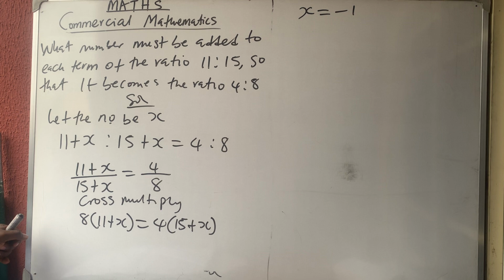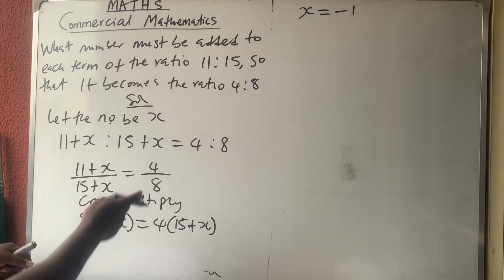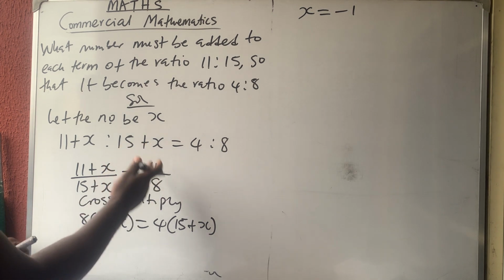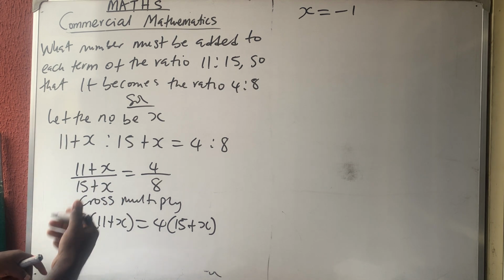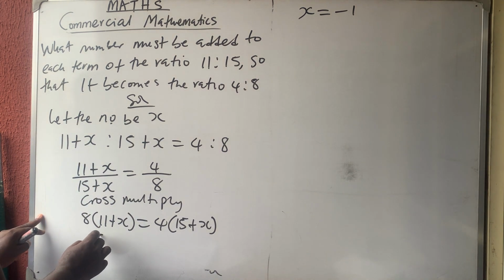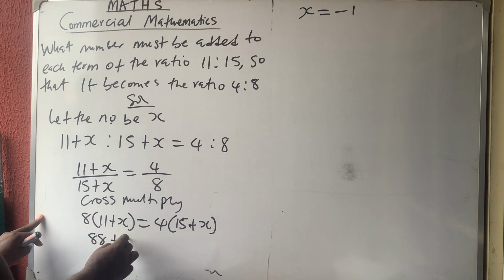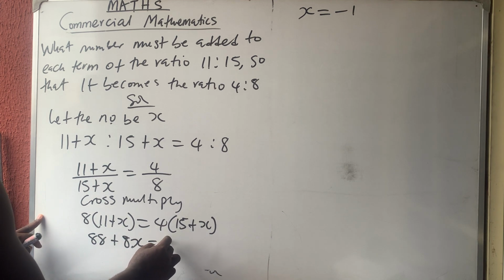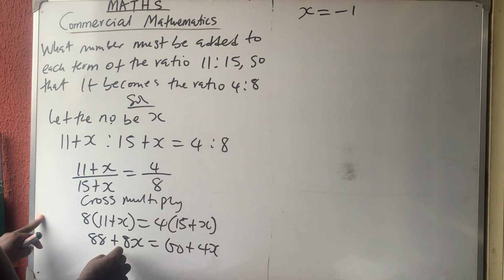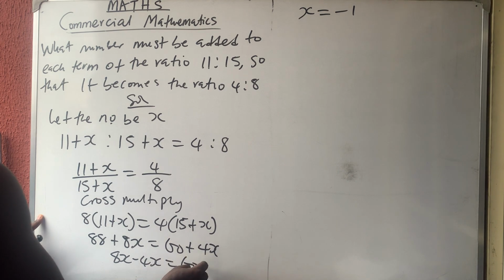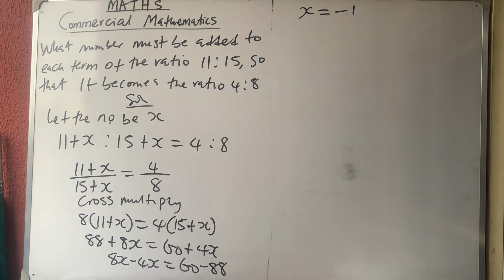So if you do that, in fact, this one can even be reduced. We can decide to reduce it first before we cross multiply, or we cross multiply before we reduce it, the same thing. So this is 88 plus 8x is equal to 60 plus 4x. So therefore 8x minus 4x is equal to 60 minus 88. So what do we have now?